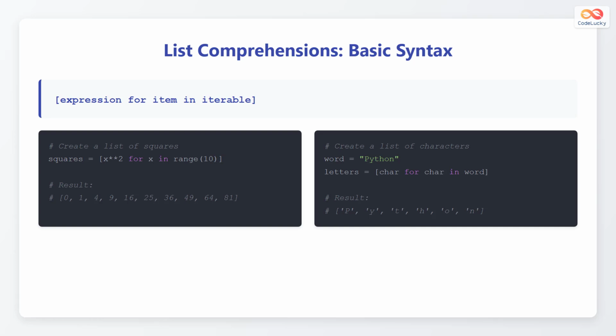The first example creates a list of squares for numbers from 0 to 9. The second example creates a list of characters from the word Python. Note how each element in the list is created based on the expression provided.